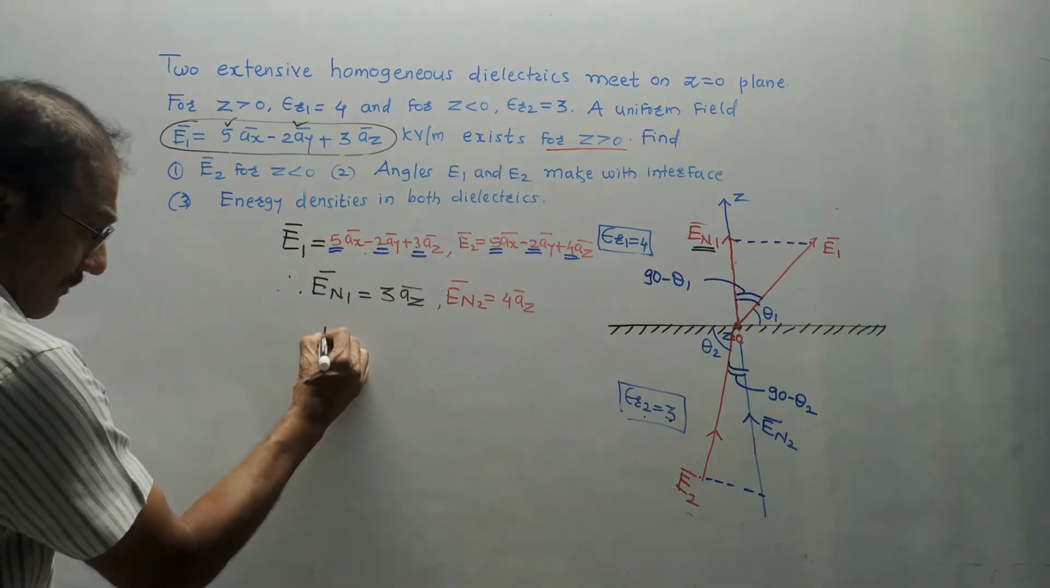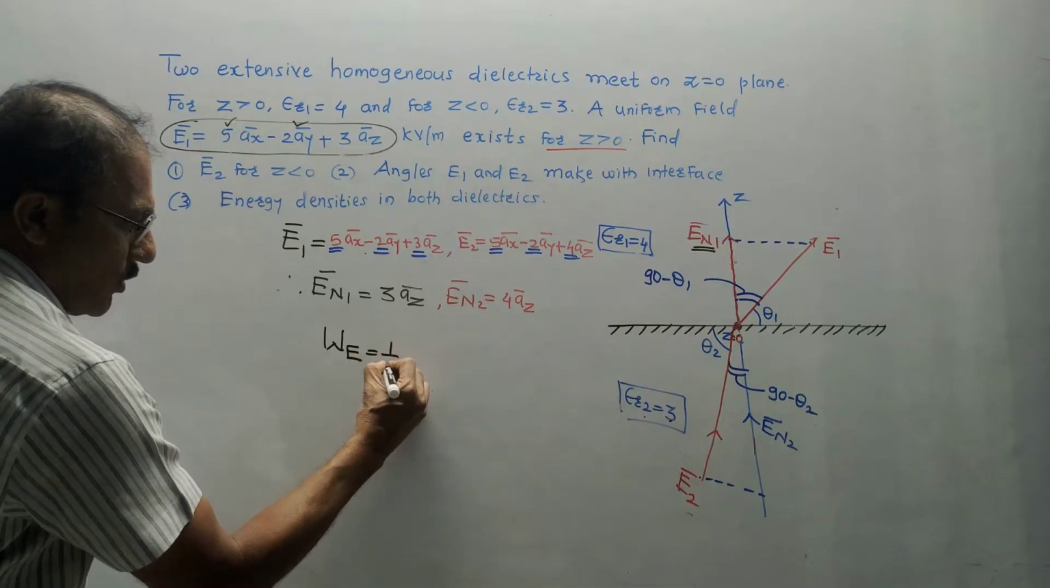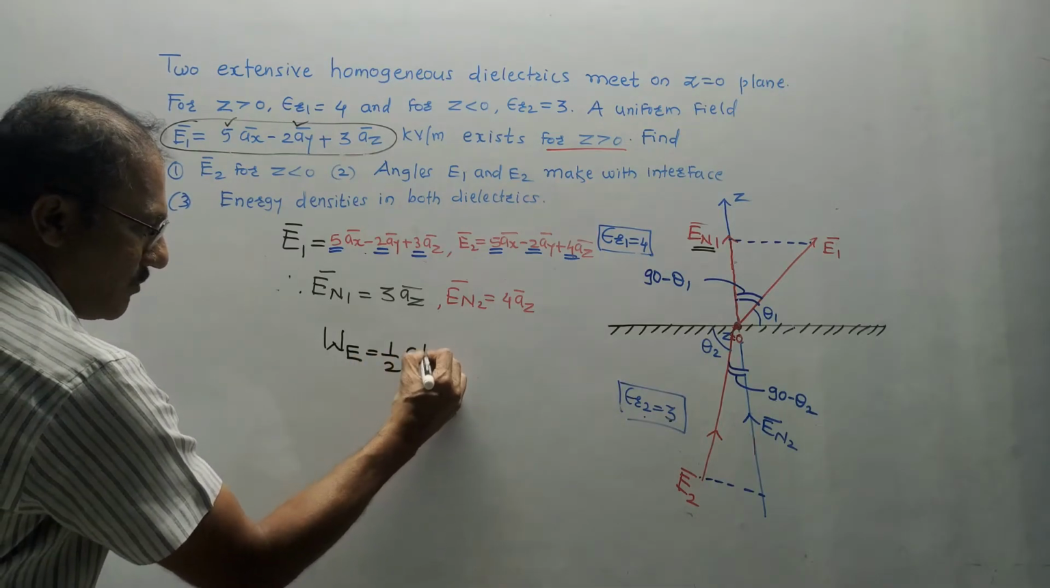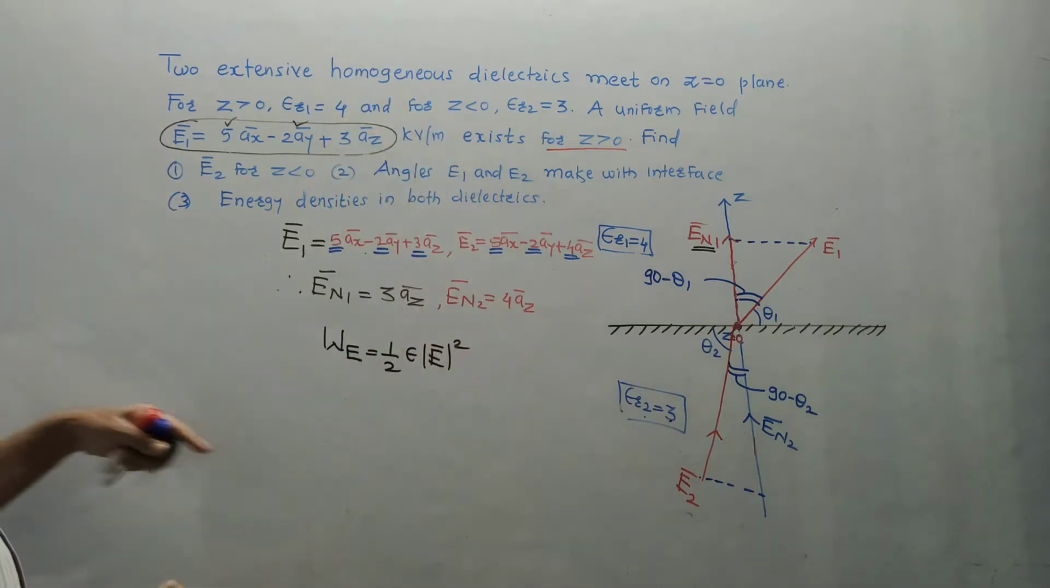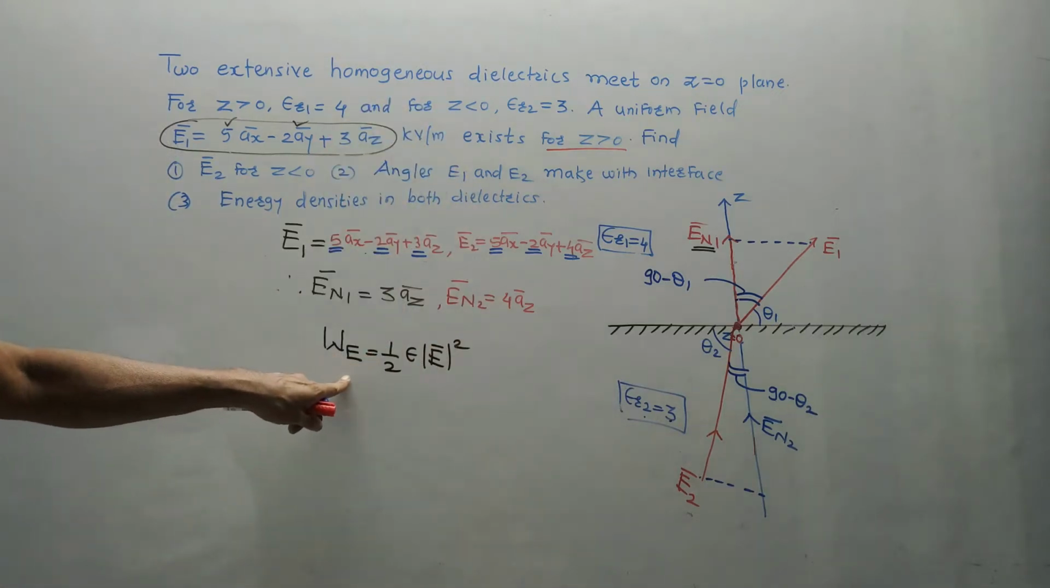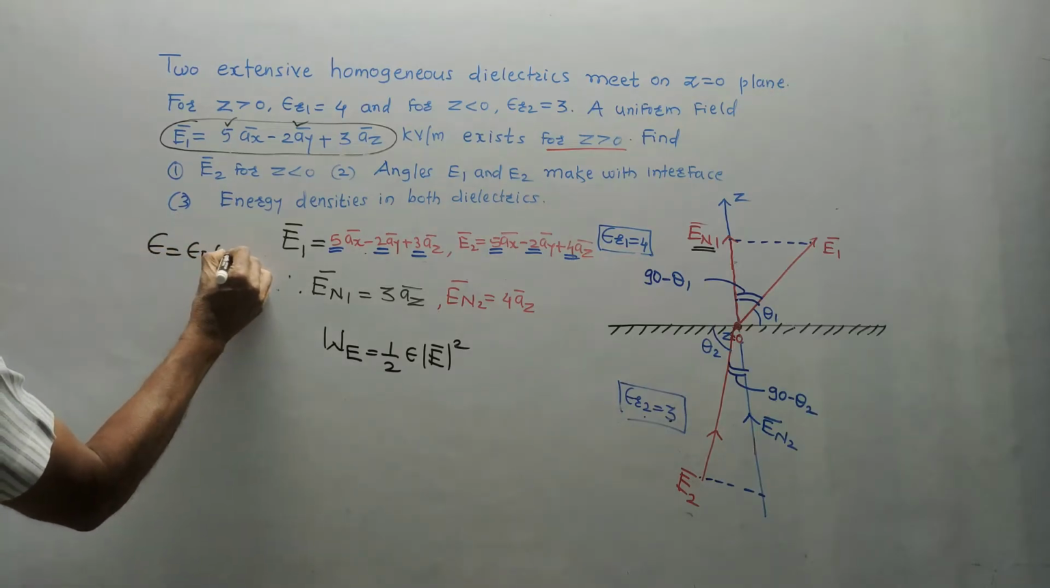Now the third part is, it is asked to calculate energy densities in both dielectrics. The basic formula, basic notation of energy density is W sub E, whose formula is 1/2 epsilon mod E bar square. So this is the basic formula. We know that epsilon is epsilon 0 into epsilon r.